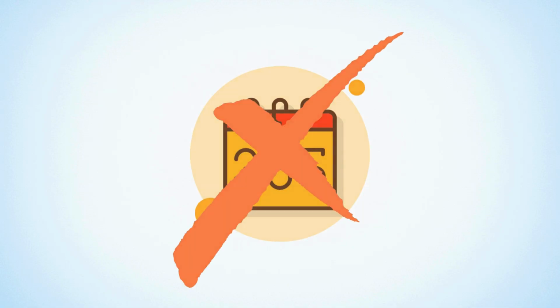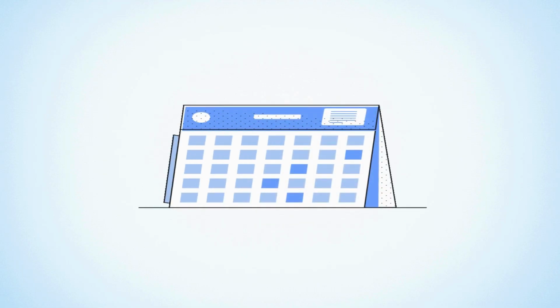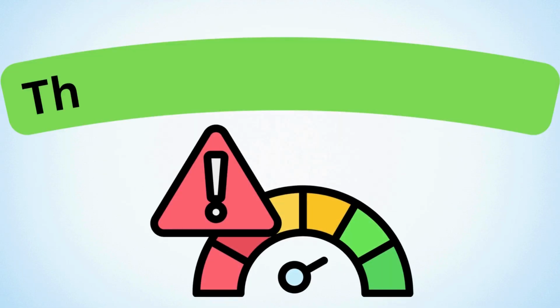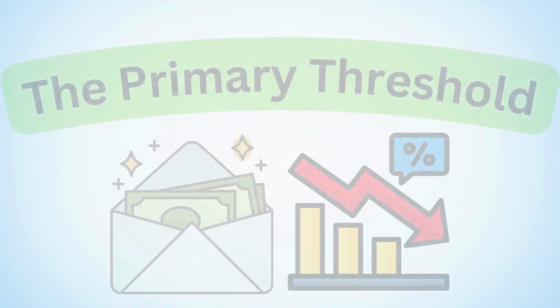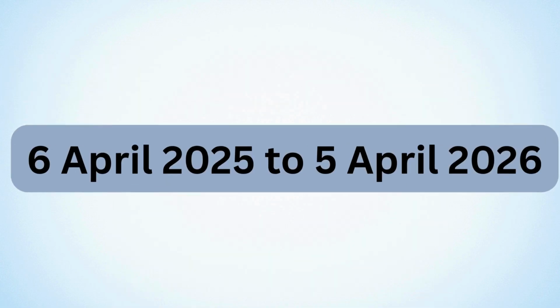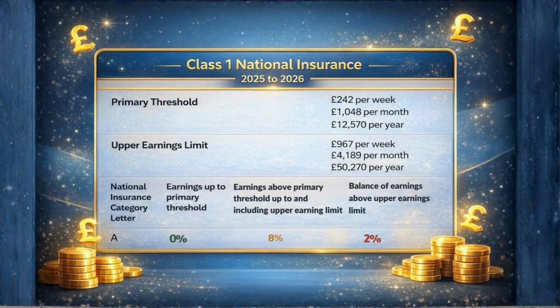In practice, this means that every month, if your earnings are above a certain threshold, called the primary threshold, you pay a percentage of your earnings as NI. For the 2025/26 tax year, the monthly primary threshold is £1,048. If you earn below this amount, then you do not pay national insurance. Earnings between this threshold and the upper earnings limit, £4,189 monthly, are charged at 8%. Earnings above the upper earnings limit are charged at a lower rate of 2%.